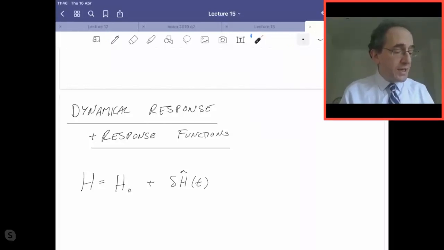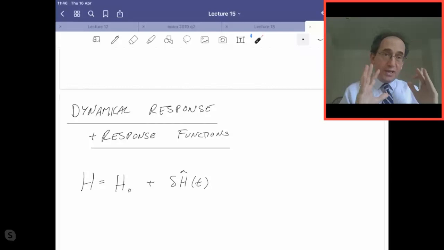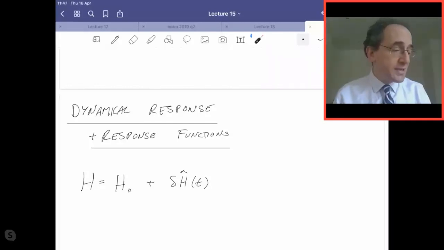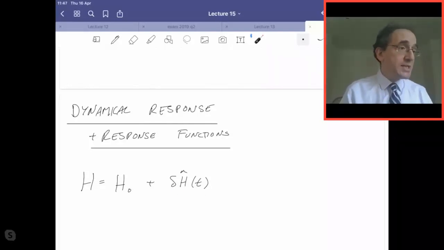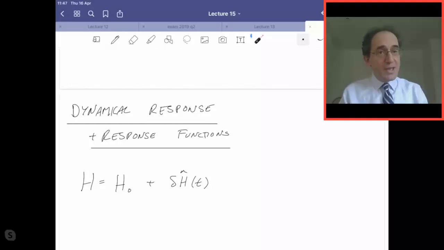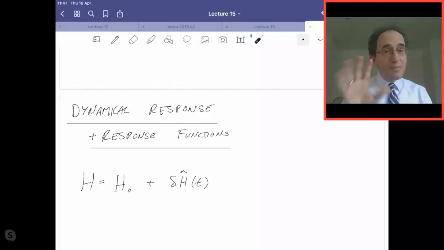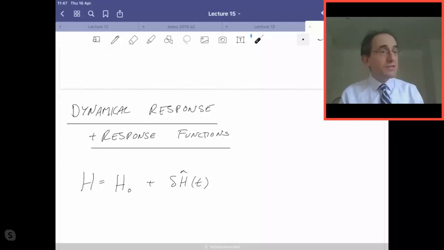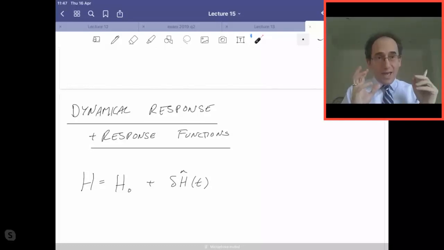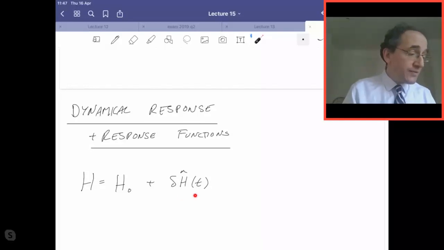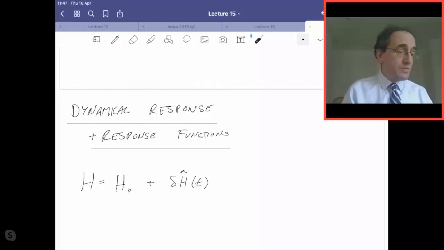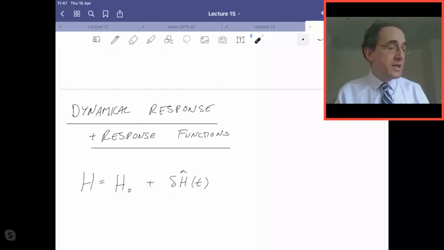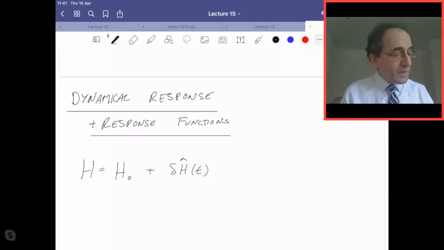Now, this H_0 can have interactions in it. It's just the Hamiltonian of the system without the perturbation. And the perturbation is going to be whatever we probe the system with, whether we apply an electrostatic potential as a function of time, or we change the pressure as a function of time, or apply a magnetic field as a function of time, or add heat as a function of time. Anything you want to add as a function of time to see how the system responds, we're going to put over here in this delta H. There's one caveat, or two caveats.